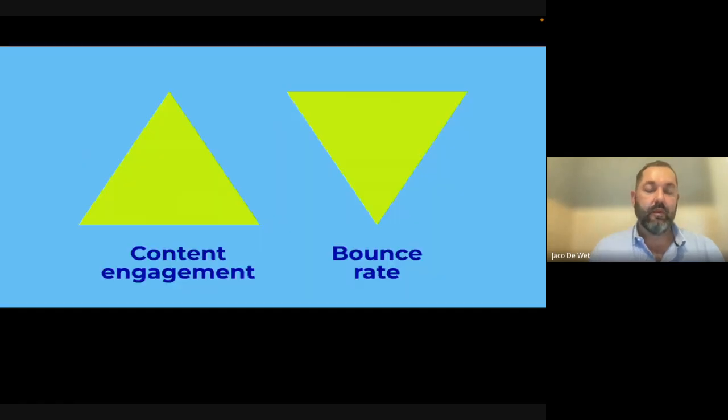So inherently what it means is that content engagement improvements will reduce bounce rate. And I guess content engagement improvement is really what GA4 is aiming for. So they've probably just summarized it into a single upwards trend.